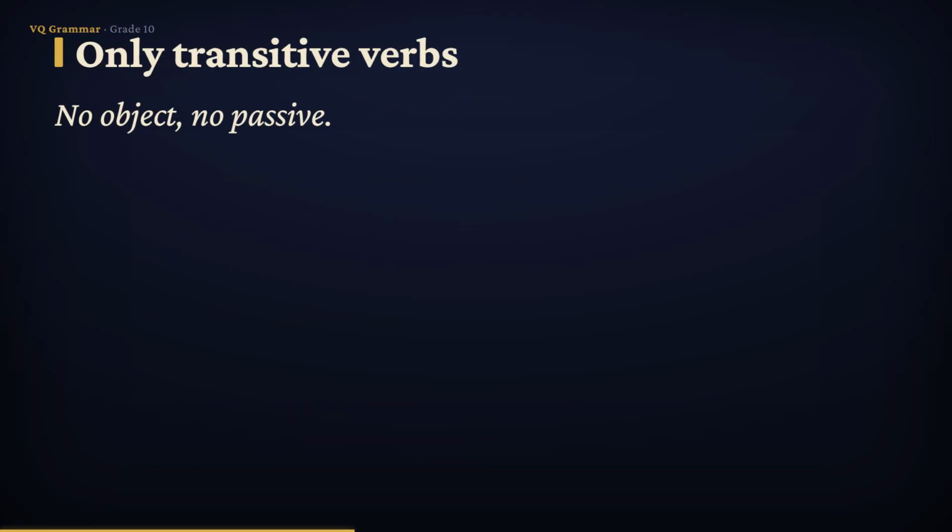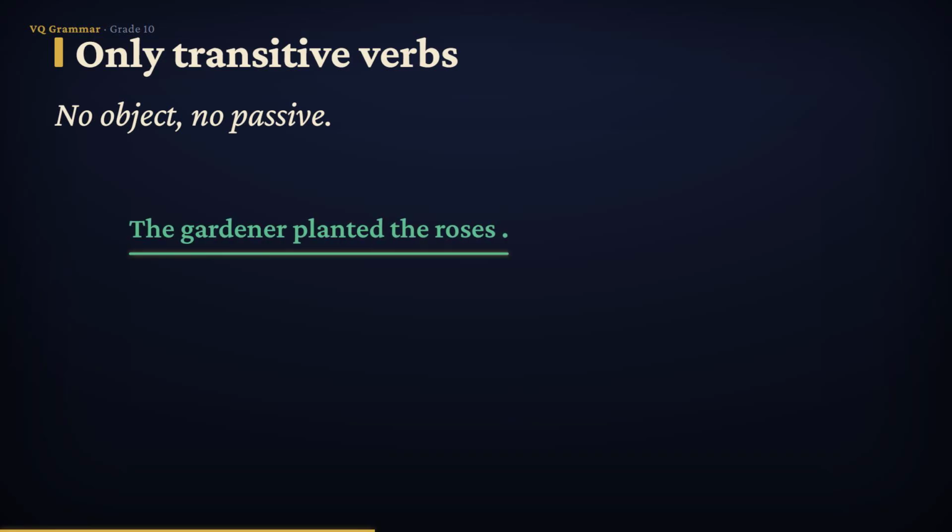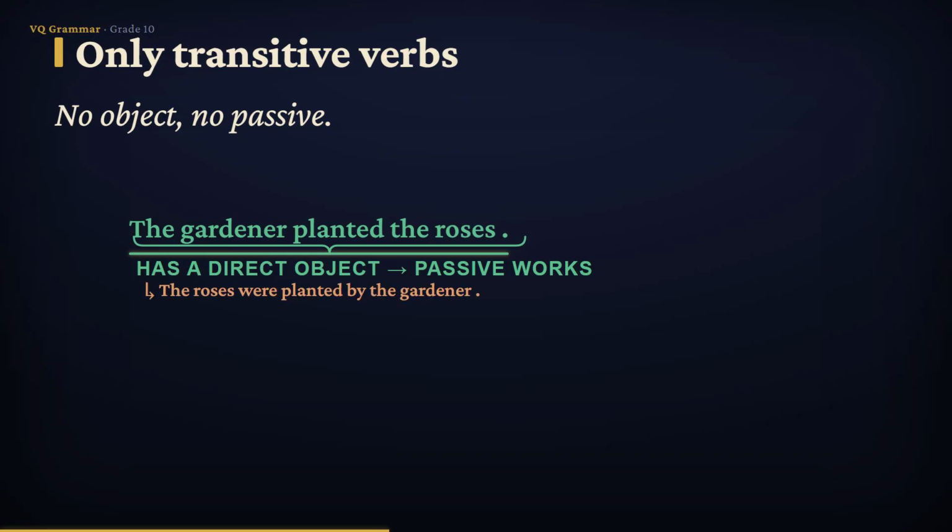Now here is a limit worth knowing, and it saves you from a lot of nonsense. Only a transitive verb, a verb that takes a direct object, can be turned into the passive. Look at the first sentence. The gardener planted the roses. Planted has a direct object, the roses, so there is a receiver available to promote. The roses were planted by the gardener. It works perfectly.